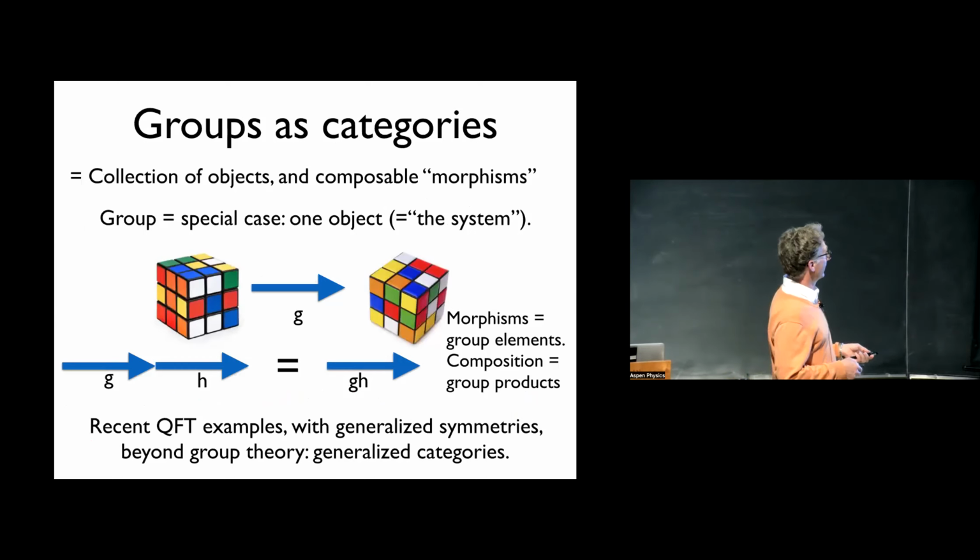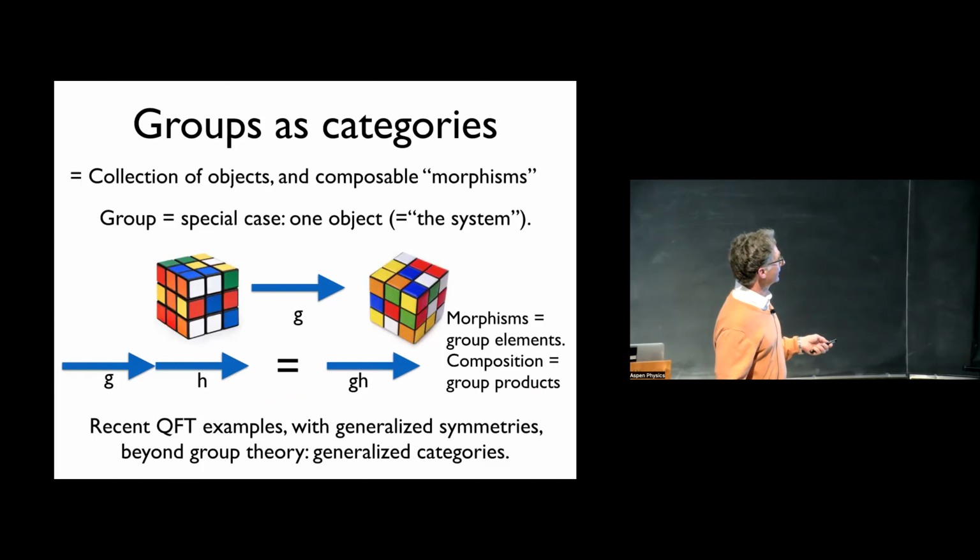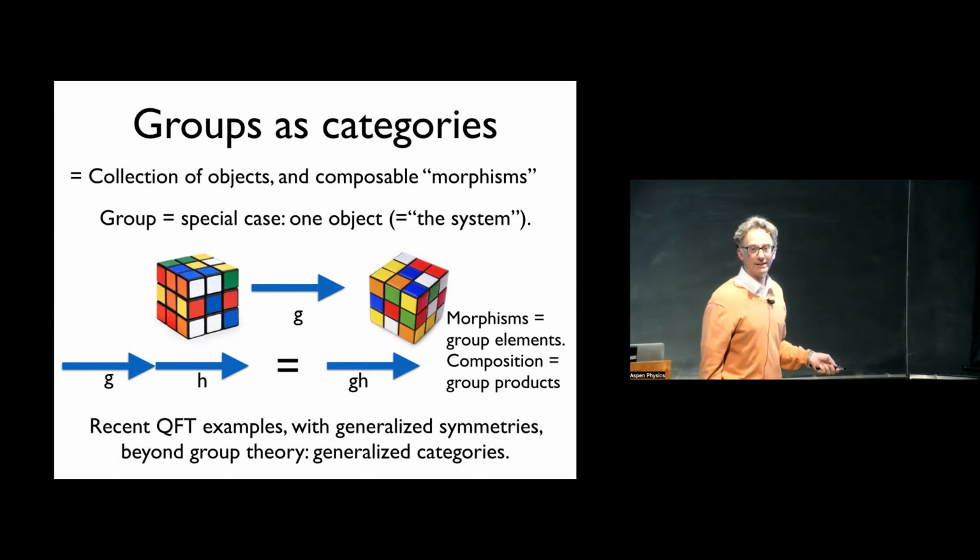Okay, so if we think about it as a category, a group is a case of a category with just one object, which is like the system, and then the morphisms that act on the system. So in the case of the Rubik's cube, you have one object, which is the Rubik's cube, and these morphisms take the Rubik's cube back to the Rubik's cube. It looks like a different configuration, but it's the same Rubik's cube. So we could combine these with the group law. And there are recent quantum field theory examples with generalized symmetries that go beyond group theory or generalized categories.